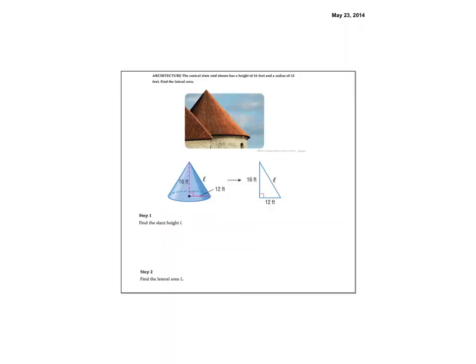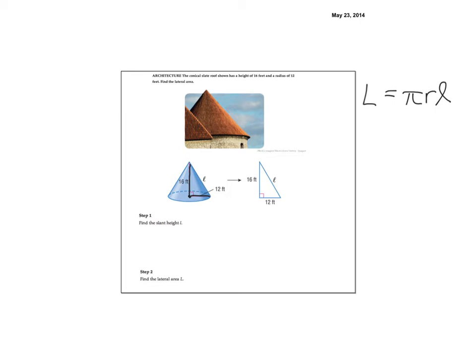So if we look at these conical slate roofs, we'll see that they have a height of 16 feet. So that means from the center all the way up to the top is 16 feet, and a radius of 12 feet. So again, from the center to the side, that's 12 feet. If we want to find the lateral area here, remember our lateral area formula is pi times the radius times the slant height. Well, we have the radius, that's 12, but we don't have the slant height.